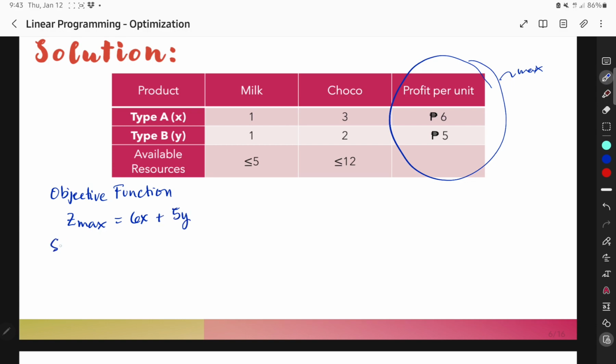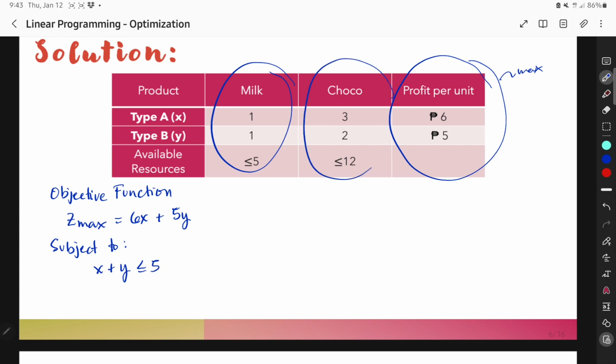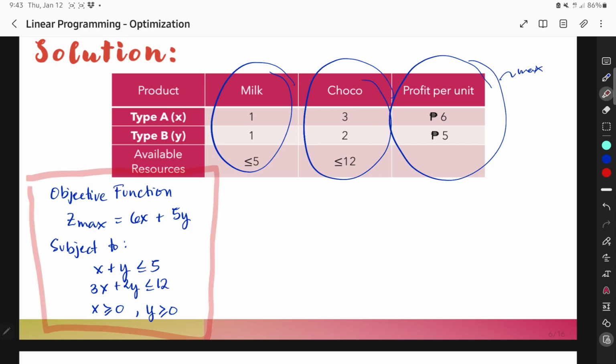Okay, and then your constraints, so you have to write subject to. Okay, so you start with the milk. So you have x plus y is less than or equal to 5. And then for the choco, you have 3x plus 2y less than or equal to 12. And lastly, don't forget the non-negativity constraint, that your x is greater than or equal to 0 and your y is also greater than or equal to 0. And this is now your LP model.